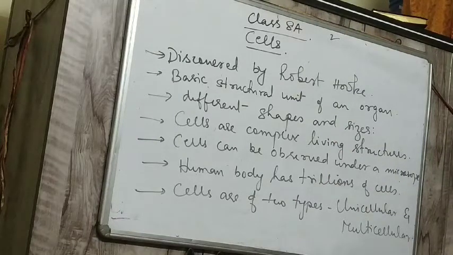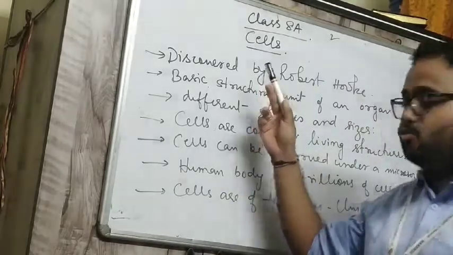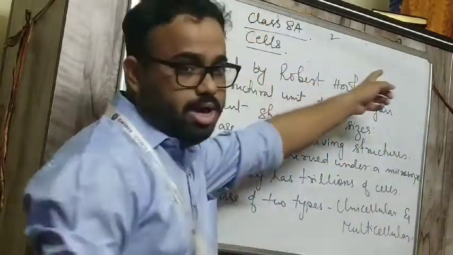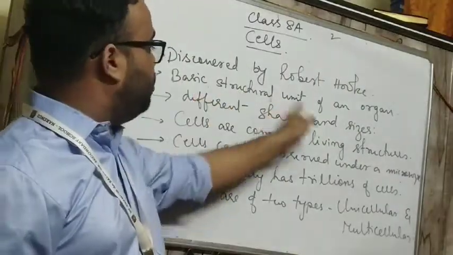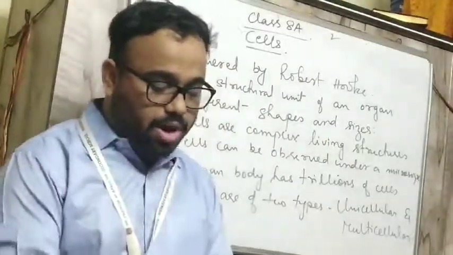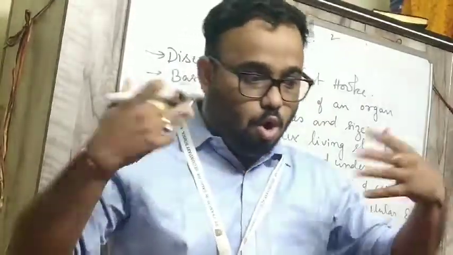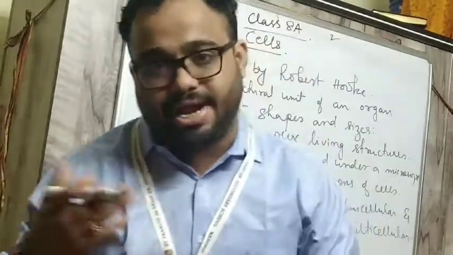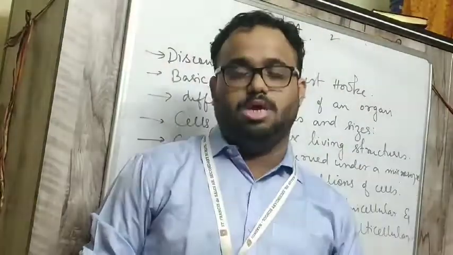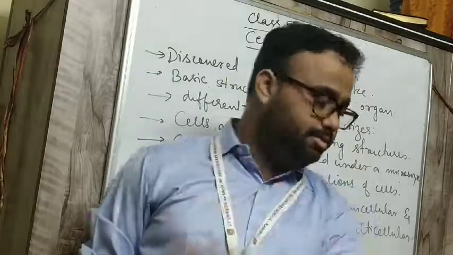So on the board it is clear to you that the properties of cells are, first, an important property: cells were first discovered by Robert Hooke in the year 1762. The cell is the basic structural unit of any organ. So if our body is made up of organs, organs are made up of muscles, muscles are made up of tissues, and tissues are made up of cells. So this is the basic criteria of a cell.